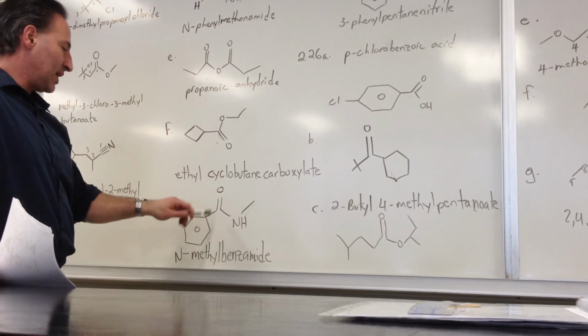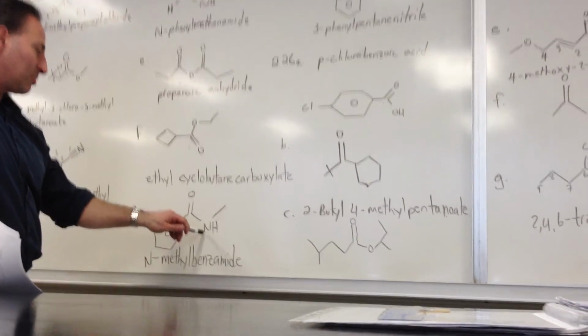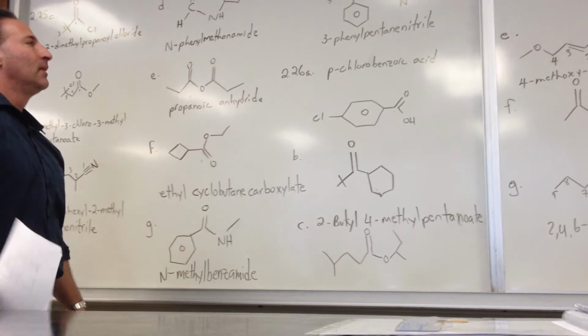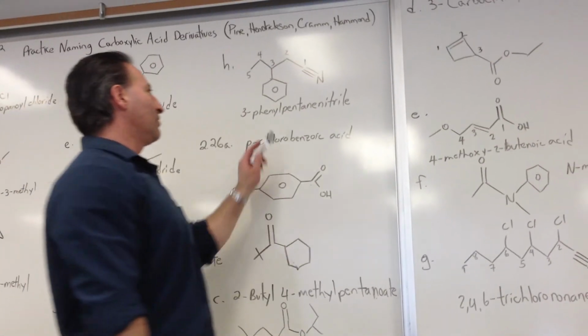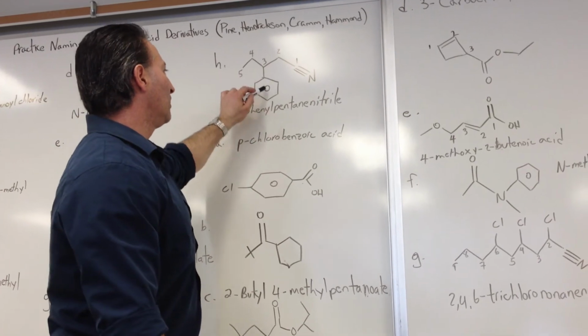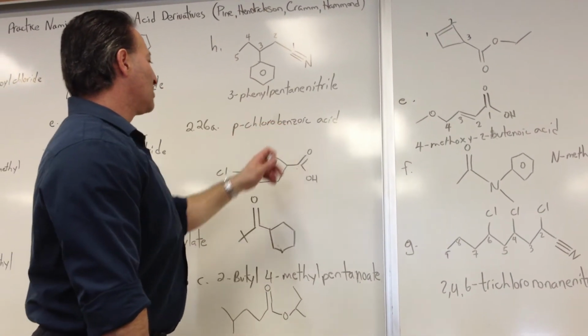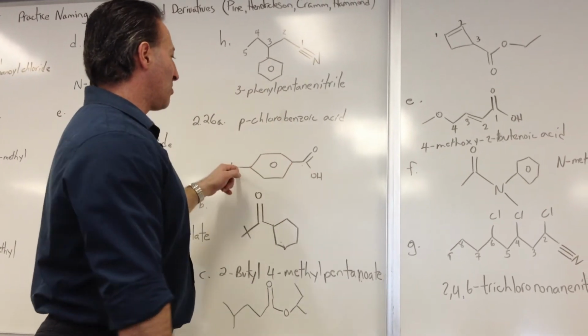Okay. The next one is an amide, substituted with a methyl group on the nitrogen, so N-methylbenzamide. H is a nitrile with a phenyl ring substituent, so 3-phenylpentanenitrile, longest chain is 5. Parachlorobenzoic acid is substituted on opposite sides.